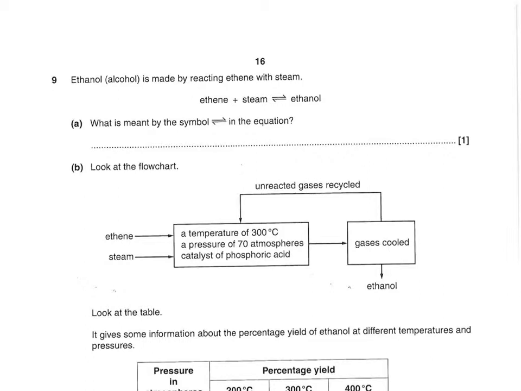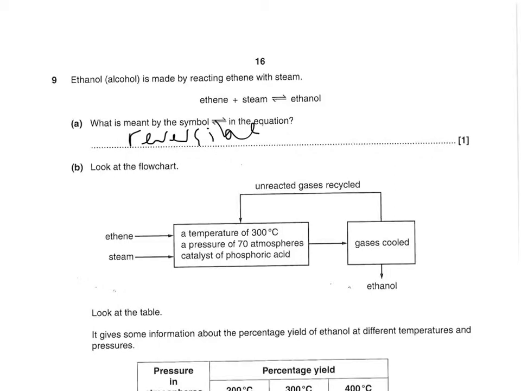Ethanol is made by reacting ethene with steam. What is meant by that symbol in this equation? So that's the idea that it means it's a reversible reaction. So it means the reaction is reversible, or you could say that it means the reaction goes both ways.